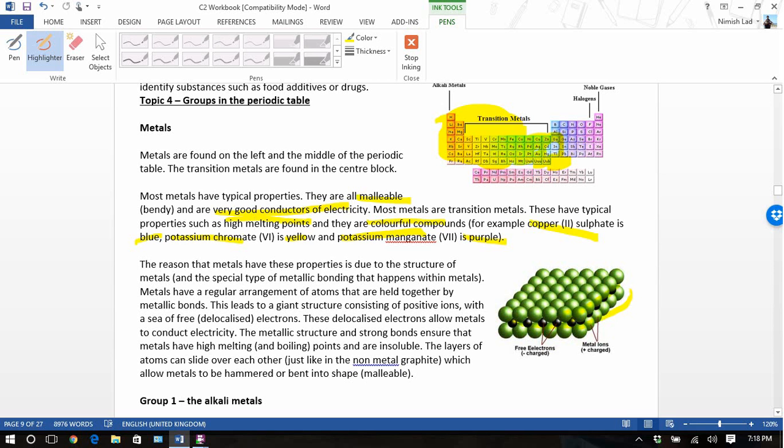So this metallic bonding and strong bonds ensure that the metals have a high melting point and therefore a high boiling point, and also it means that metals are generally insoluble. You can't dissolve them in other solutions. The layers of atoms can slide over each other, so this layer can slide over this layer, which makes them malleable, just like graphite. So in other words, it can be hammered into shape.